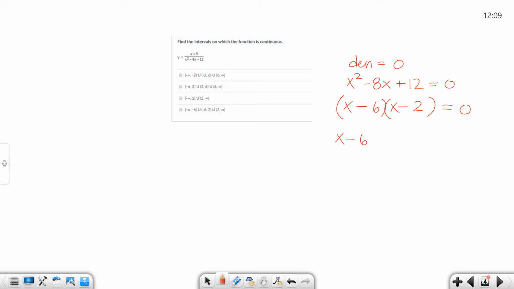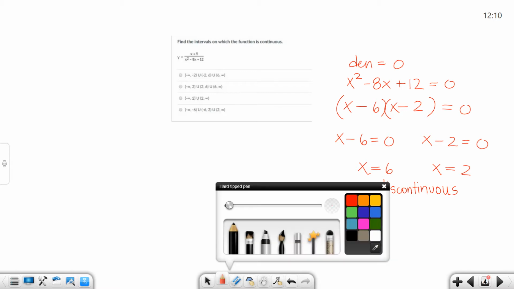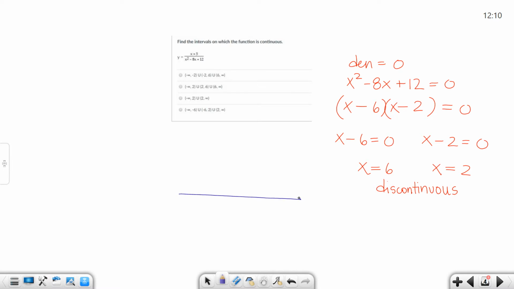I'll set my first piece equal to 0, and I'll set my second piece equal to 0. I would get x equals 6 and x equals 2. This is where they are discontinuous. You'll notice in this problem I asked you where it was continuous. So if you look on a number line, I'm discontinuous at 2, and I'm discontinuous at 6. All other places are good.